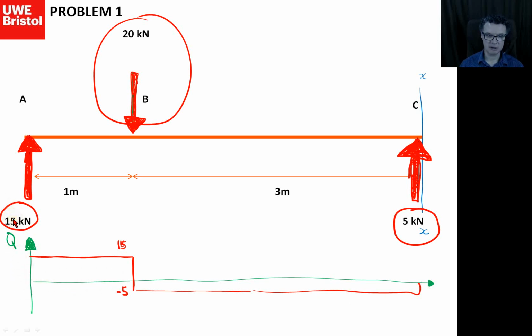Because I had 0 plus the 15. So if you like, we should put in a little line here. We started at 0, we jump up 15, and we go across.